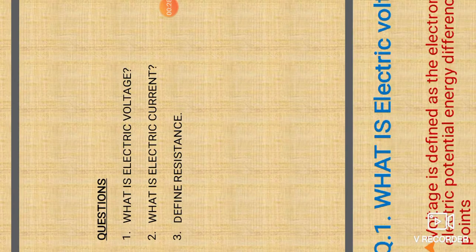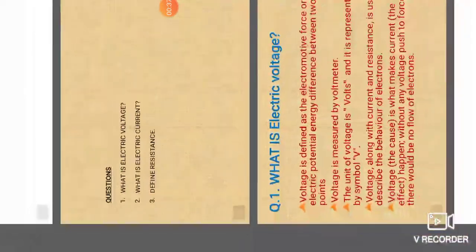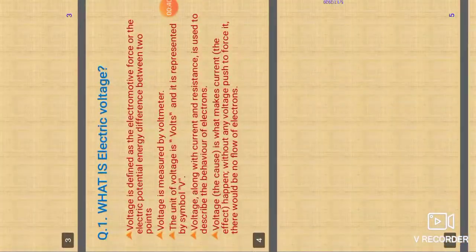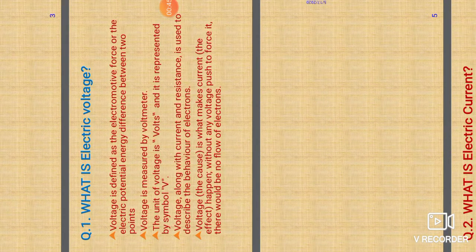The first question is, what is electric voltage? Second one is, what is electric current? Third one is, define resistance. Now come to the first one, what is electric voltage? As per the definition written over here, voltage is defined as the electromotive force or the electric potential energy difference between 2 points. Now let us understand this definition with the help of one example.